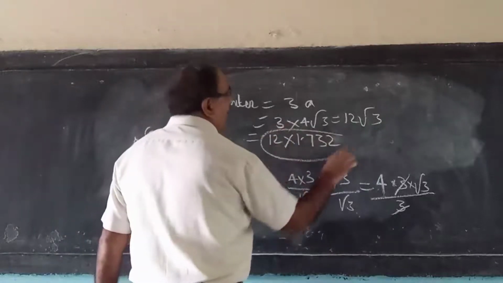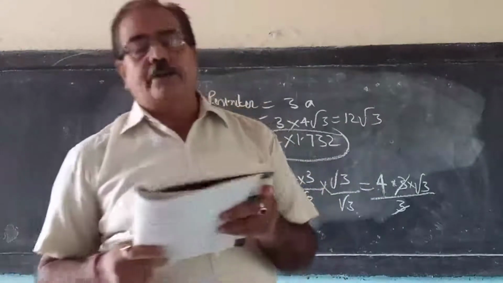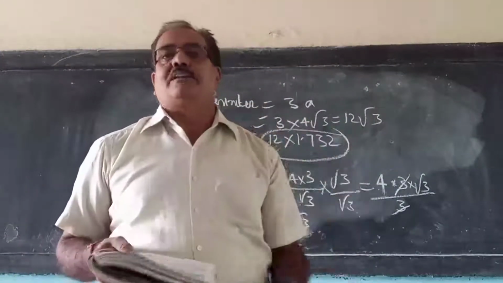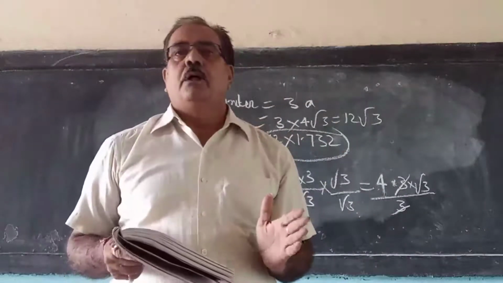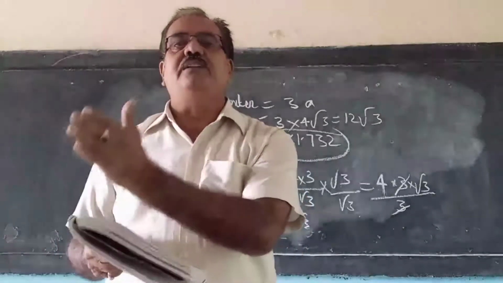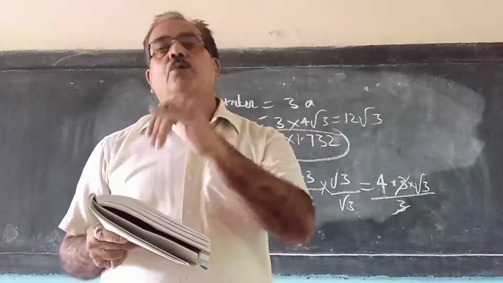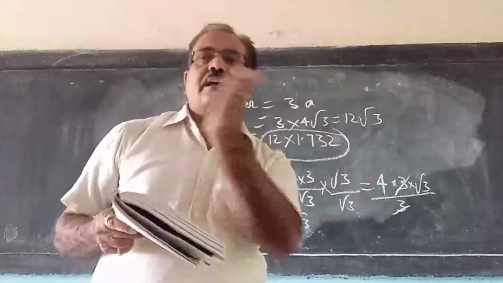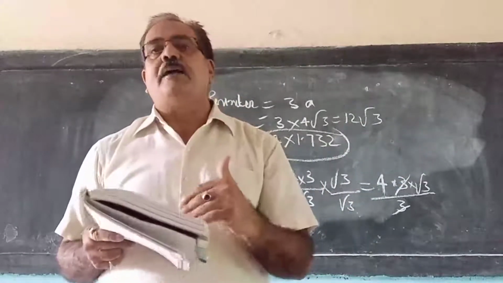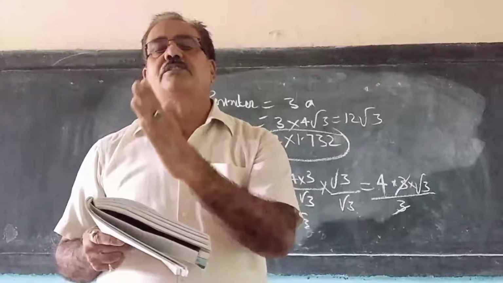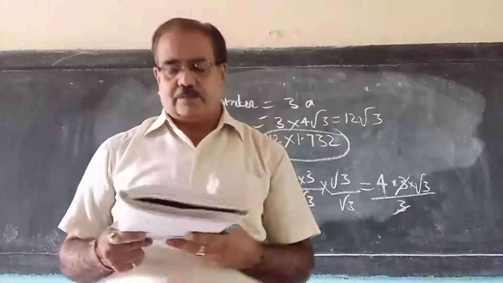Root 3 is 1.732. Multiply it and then finally write the answer correct to 2 decimal places. Means after the decimal you have to write up to 2 digits. But for this you have to see the third digit after the decimal. If the third digit after the decimal is equal to 5 or greater than 5, then the second digit will increase by 1. If the third digit after the decimal is less than 5, then remove this third digit and write up to 2 digits only after the decimal.